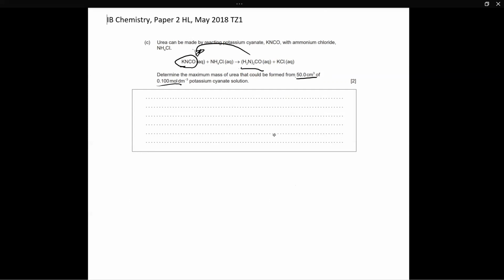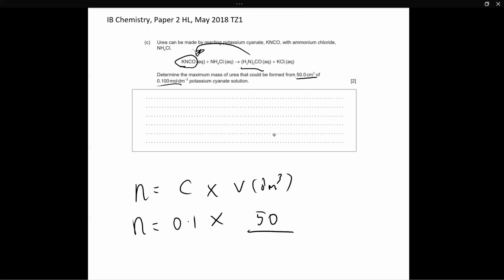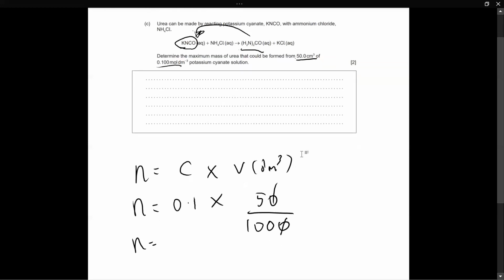Well, for this, the formula is number of moles is equal to concentration times volume, and volume is in DM cubed. So we know that the concentration is 0.1. And we also know what the volume is, but in centimeters cubed. Now, if you want to convert from centimeters cubed to DM cubed, you have to divide centimeters cubed by 1,000. So 50 centimeters cubed divided by 1,000 is going to give you your answer of volume in DM cubed.